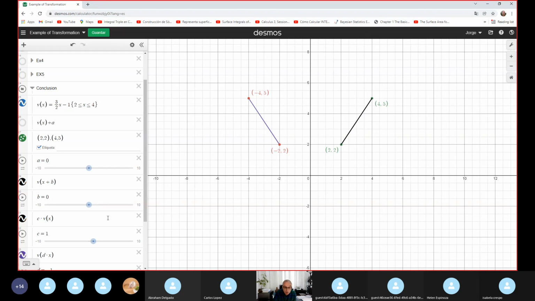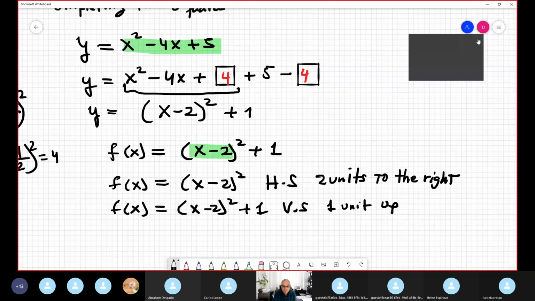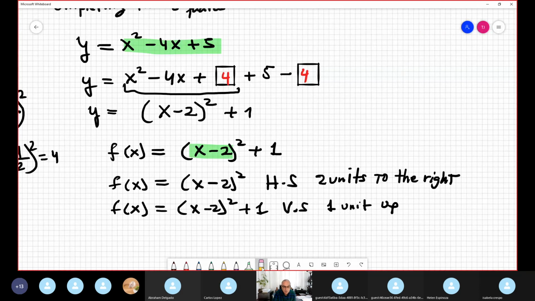Okay, let's do one more example, the last one of the transformation. Okay, let me switch into a whiteboard. Do you see the whiteboard now? Okay, let me erase the whiteboard.